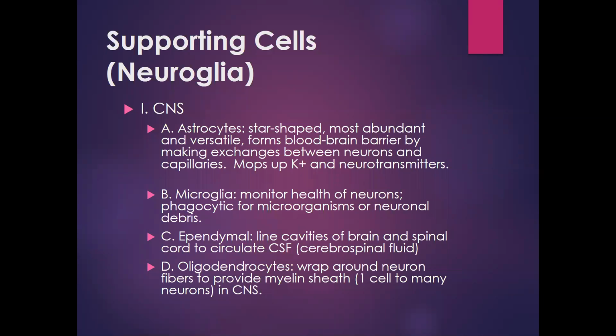So astrocytes: star shape, most abundant, forms the blood-brain barrier, soaks up the extra potassium ions that might be out in a hyperpolarized state, and some neurotransmitters. Oh, we got to watch the neurotransmitter thing too.